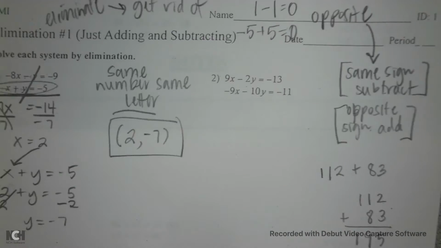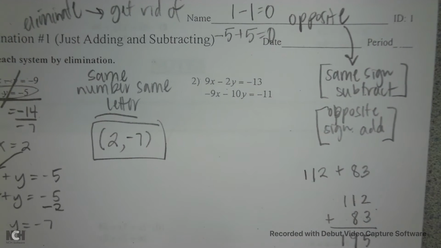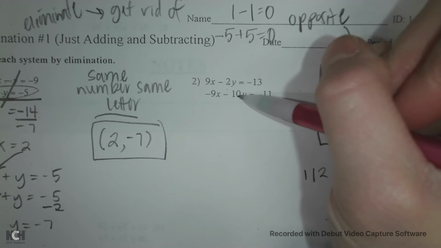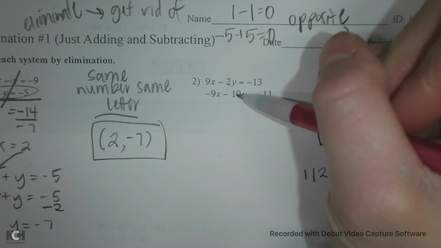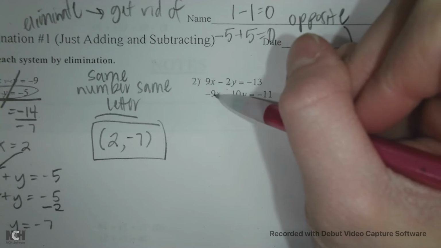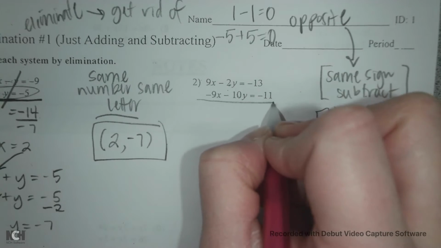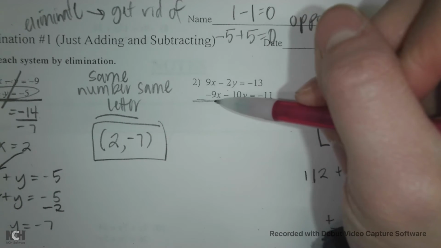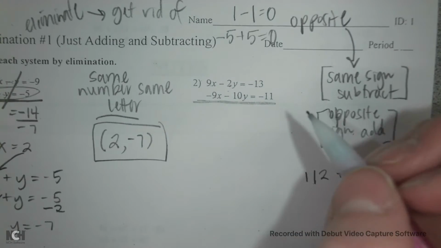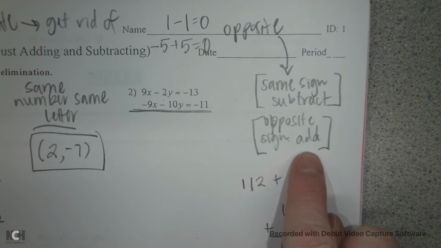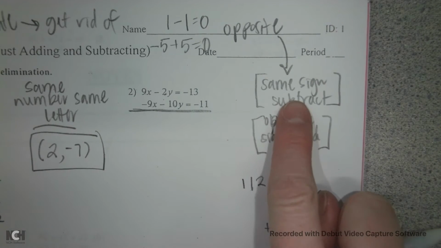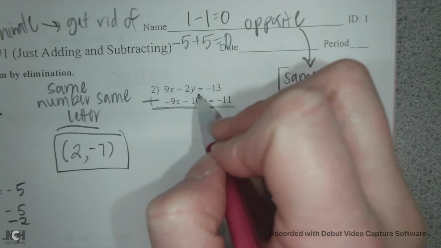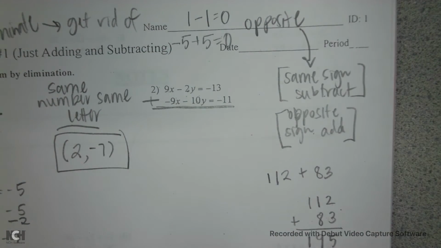Okay, number 2. Same number, same letter. So 2 and 10 are not the same number. They have the same letter, but they're not the same number. 9 and 9 are. So we are going to look at eliminating our x's. So we want to make these guys 0. If they have opposite signs, we add, and if they have the same sign, subtract.